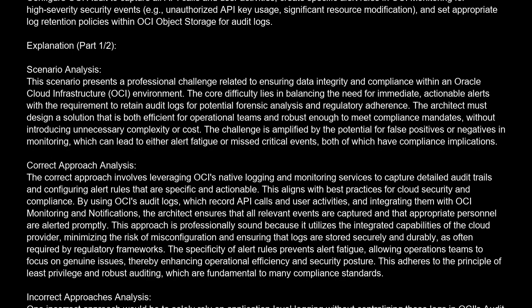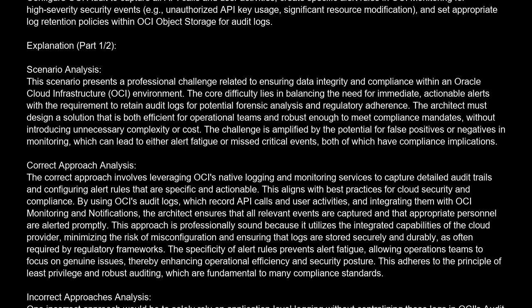The correct answer is C. Configure OCI audit to capture all API calls and user activities. Create specific alert rules in OCI monitoring for high-severity security events, e.g., unauthorized API key usage, significant resource modification, and set appropriate log retention policies within OCI object storage for audit logs.